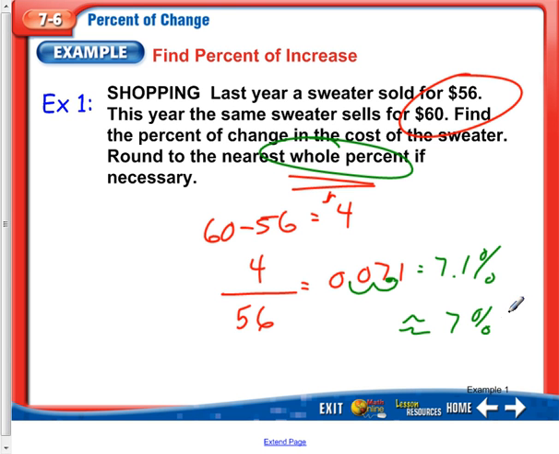And this was an increase. Okay, so it says find the percent of increase. I would like you to kind of get in the habit of knowing whether it was an increase or a decrease. I know a lot of times we either say it's negative or it's positive, but in this case we don't want to say that. We want to say it's an increase or it's a decrease. But instead of writing the word out, just give me an up arrow for increase and a down arrow for decrease. It does say round to the nearest whole percent. So this is a 7% increase in price.